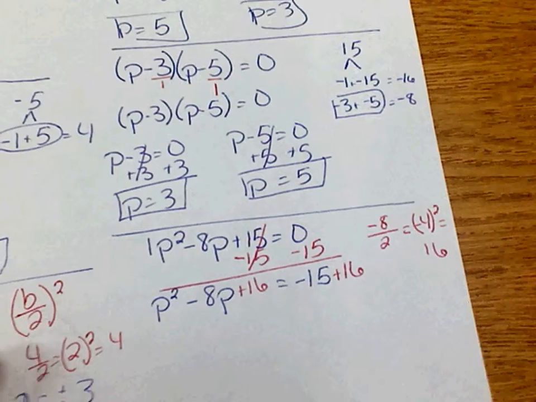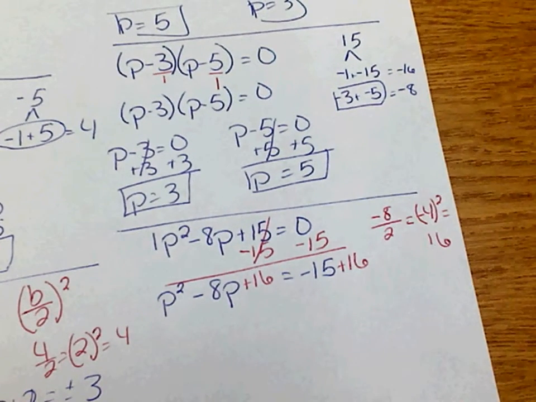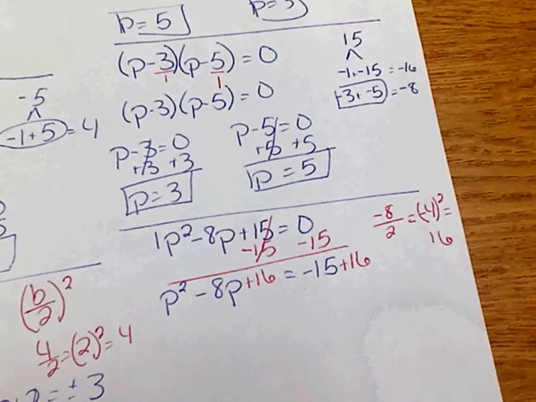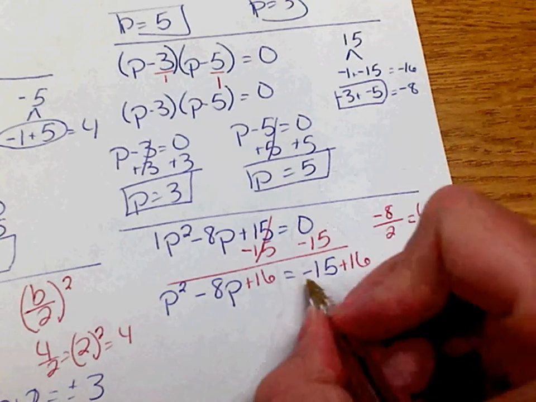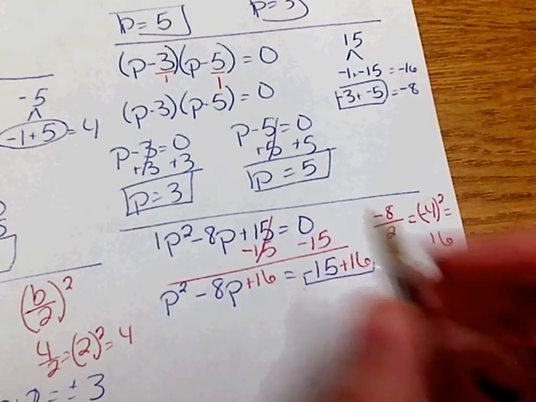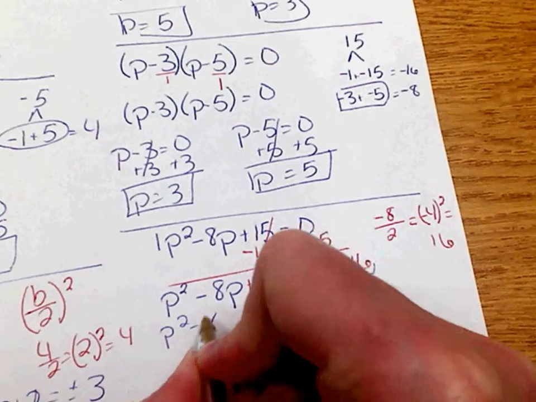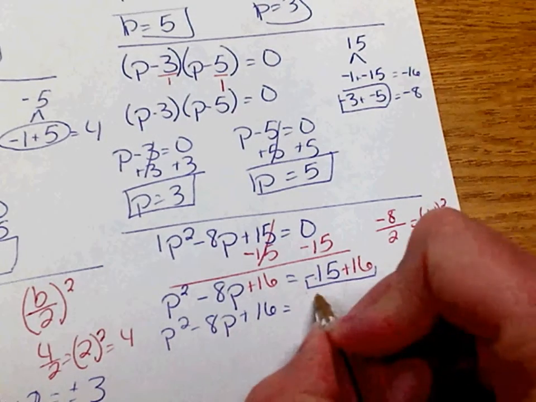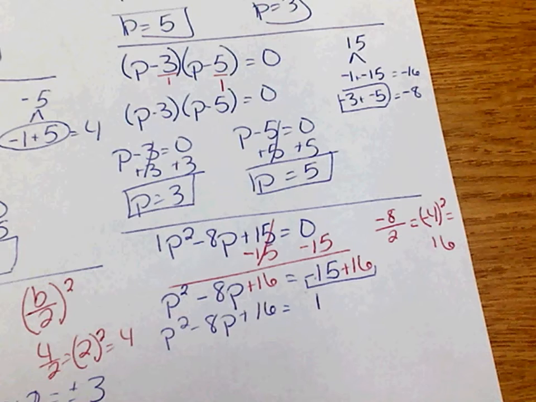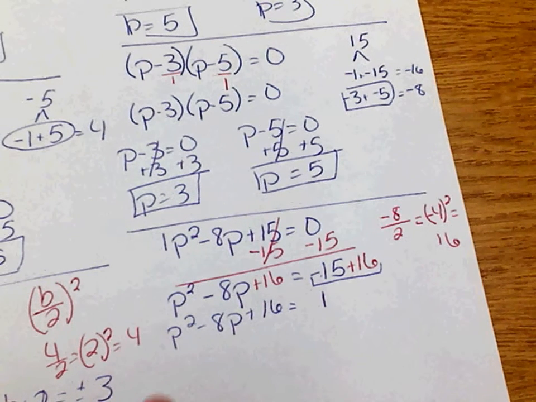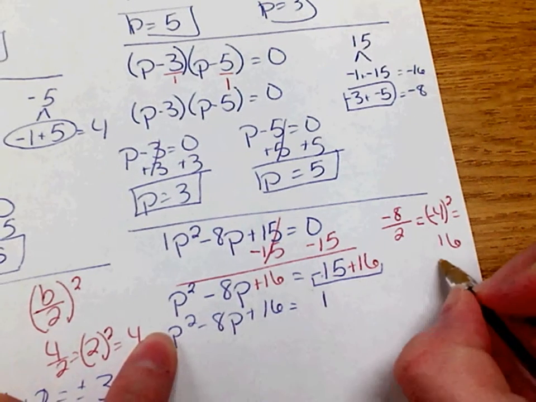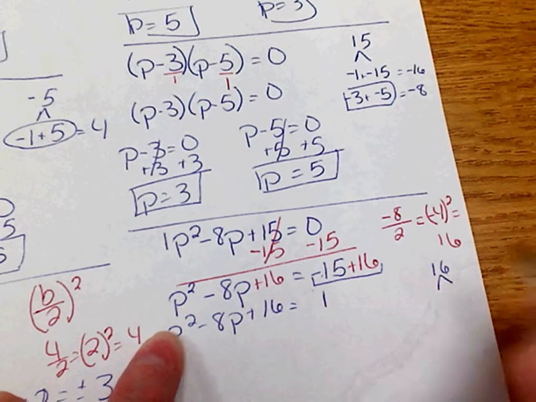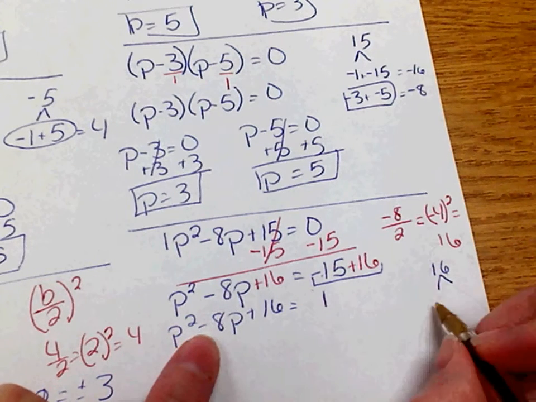All right? So then you just need to go ahead and simplify what you can here, which you can simplify this part right here. Everything else comes straight down. And then negative 15 plus 16 is 1. And then you need to factor it. So 1 times 16 is 16. What are my factors of 16 that add up to negative 8? Well, that's negative 4 and negative 4.